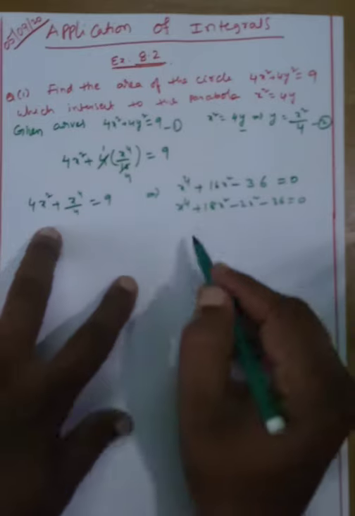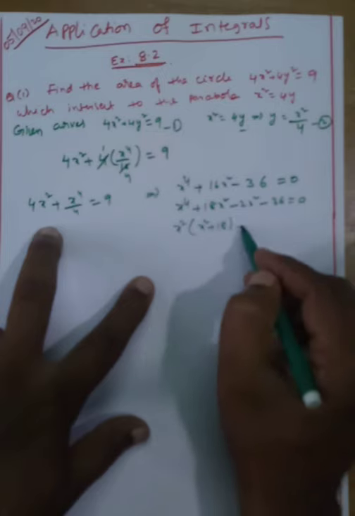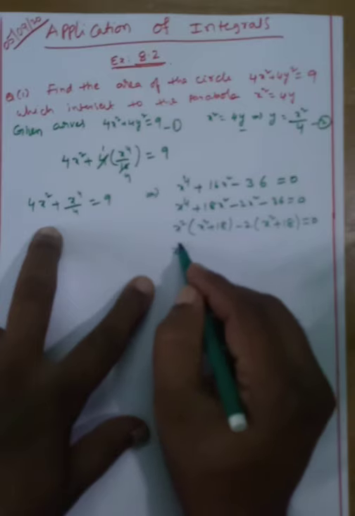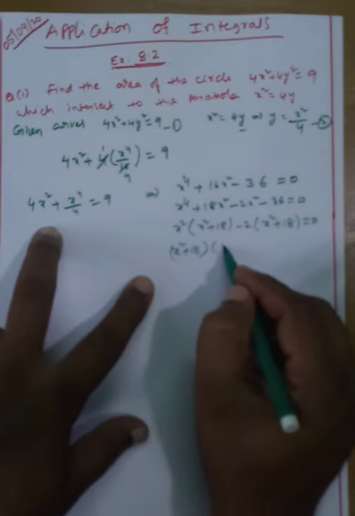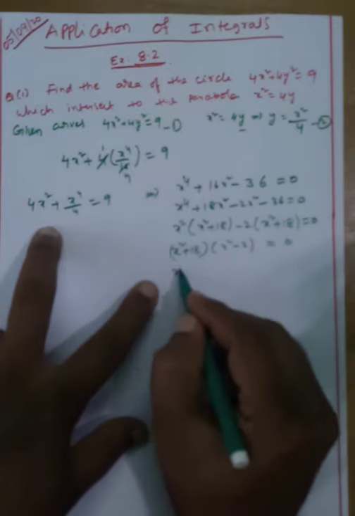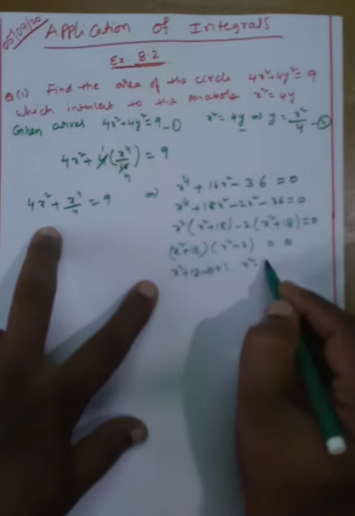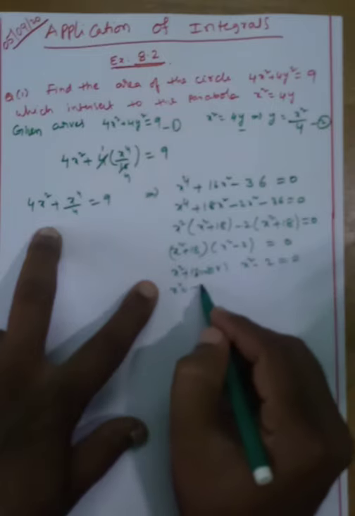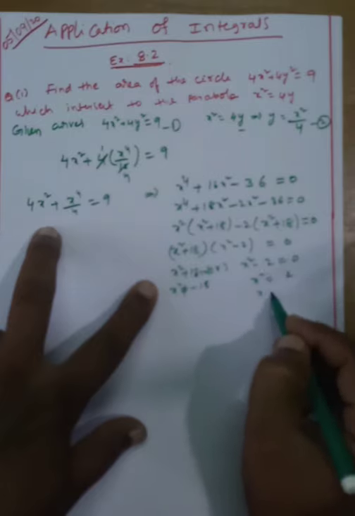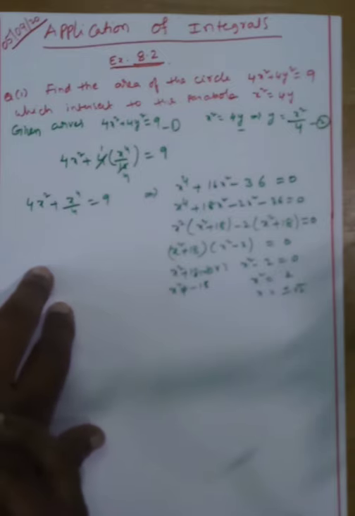Factors: x power 4 plus 18x square minus 2x square minus 36 equal to 0. Now taking x square common, x square plus 18, and taking minus 2 common, x square plus 18. Overall you take x square plus 18 common, x square minus 2 is equal to 0. So x square plus 18 is equal to 0, or x square minus 2 equal to 0. Now x square equal to minus 18 is not possible. Now x square is equal to 2, x is equal to plus or minus root 2.